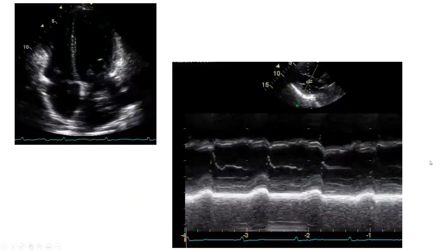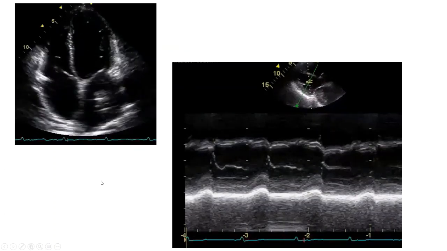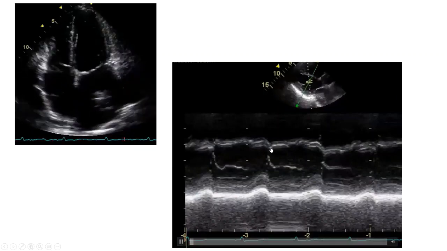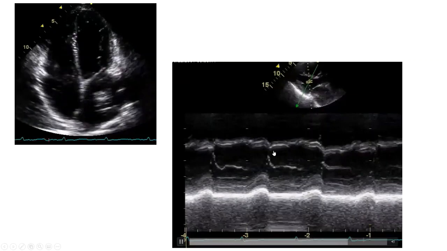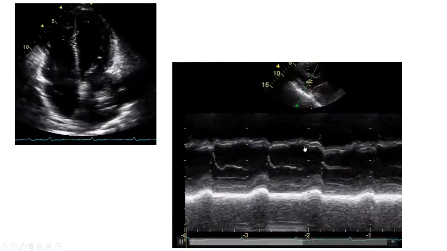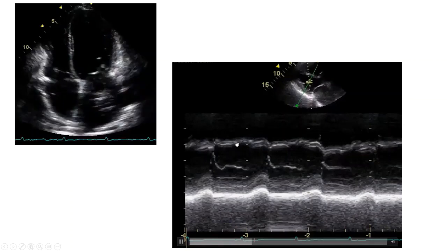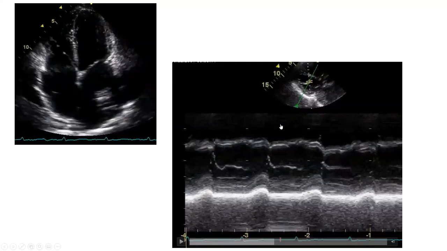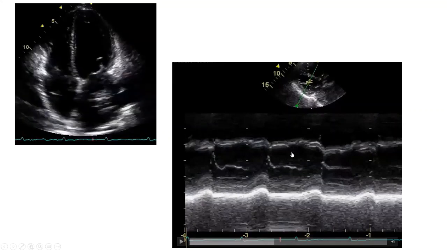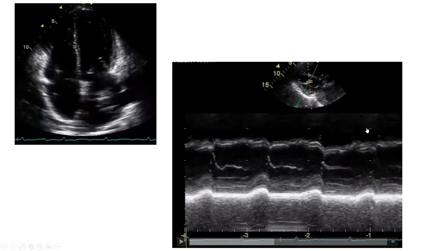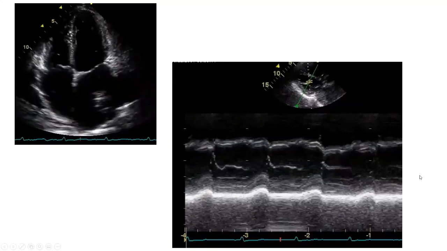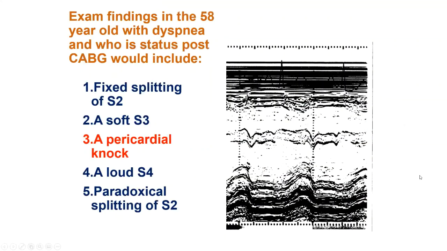You'll have a whole talk on constrictive pericarditis. I'm just here to show you the typical M mode features of an early diastolic septal downward movement and a late septal oscillation that one sees on the M mode. Notice also that there are reciprocal changes in left ventricular and right ventricular filling. When the right ventricle is filling at its maximum, the left ventricle is filling at its minimum. Ventricular interaction. So the correct answer is the pericardial knock.